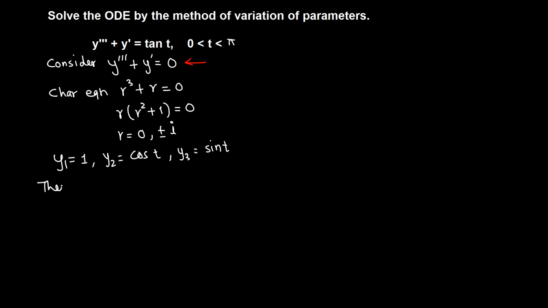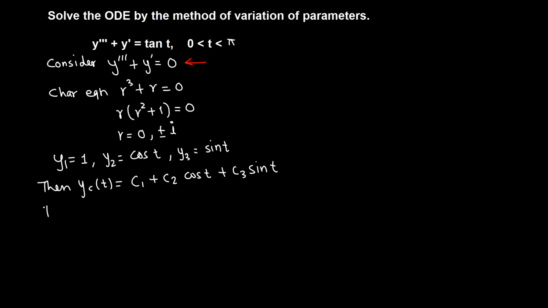So then yc(t), the complementary solution of the original ODE, is the linear combination of these 3 solutions. So c1 times 1 plus c2 times cosine t plus c3 times sine t. Okay, this is just the solution of the homogeneous part, which is the complementary solution of the original ODE. Okay, that's yc. Now we need to find a particular solution, and the sum of this particular plus this complementary will be the total solution, the general solution of the given original equation.